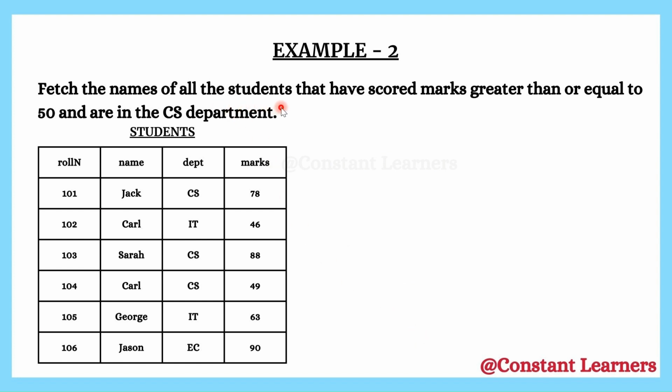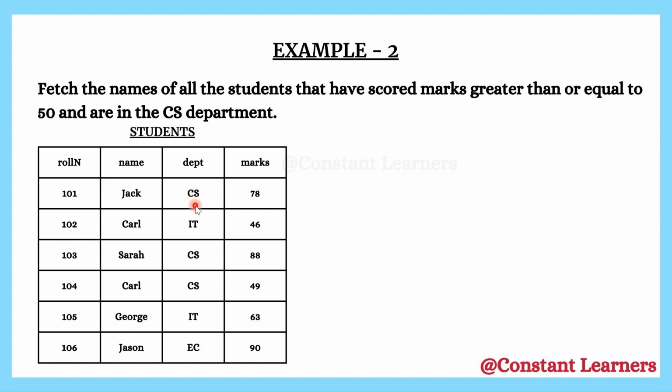Fetch the names of all the students that have scored marks greater than or equal to 50 and are in the CS department. Now here we have two conditions. One, the marks have to be greater than or equal to 50, and two, they are in the CS department. That means both the conditions should be satisfied. That means marks must be greater than or equal to 50 and the department must be CS. When both of these conditions are satisfied, only then we will receive that row as an output, right? Why is that so? Because here we have and. We are not saying or, right?